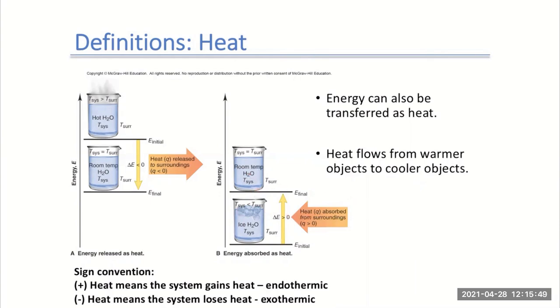And a couple sign conventions when we're talking about heat. If I have a plus sign for heat, that means the system gains heat. So heat enters the system, which is endothermic. If I have a minus sign, then that means heat leaves the system. So the system loses heat. So heat's exiting the system, exothermic. So you can think of it: endothermic, entering; exothermic, exiting.